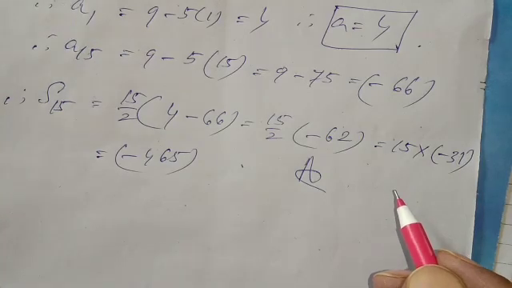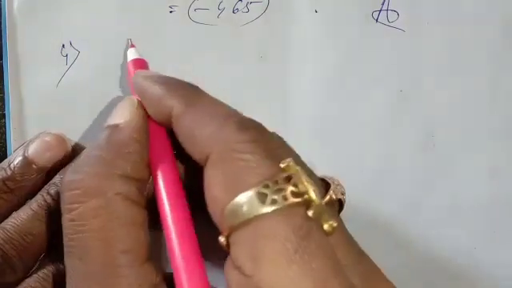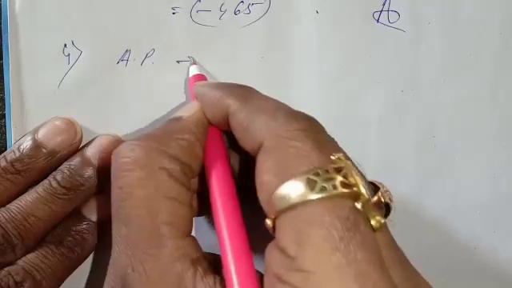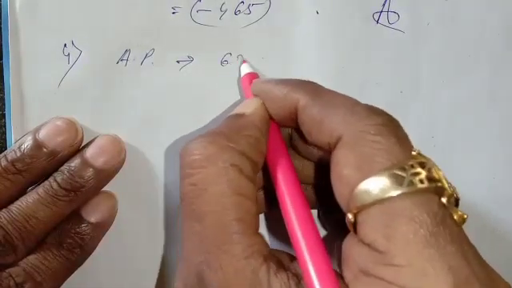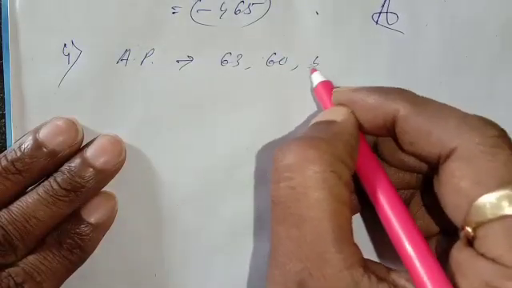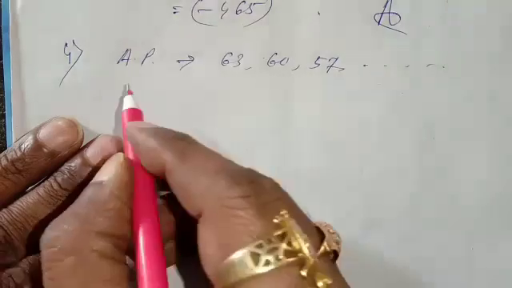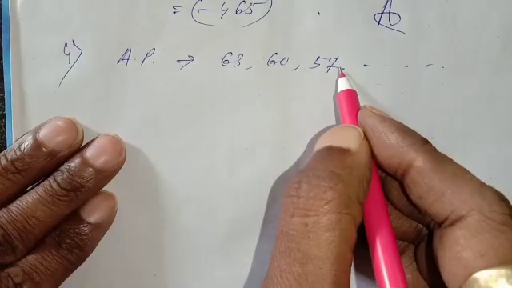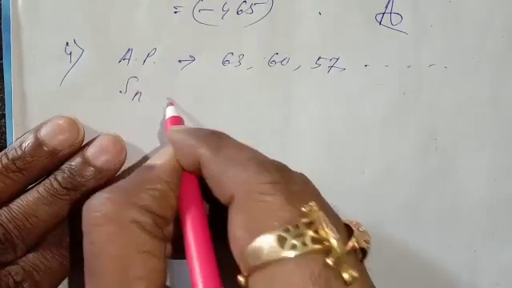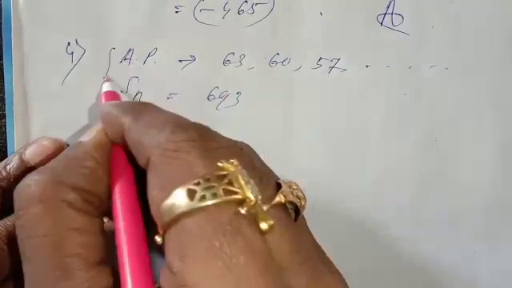Let us go to the next question. The next one: how many terms of the AP, that means the arithmetic progression series given, 63, 60, 57, in decreasing order, should be taken so that the sum, that is Sn, is equal to 693? These two are given.